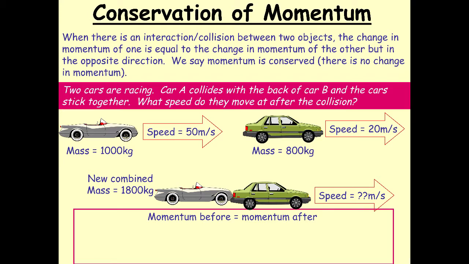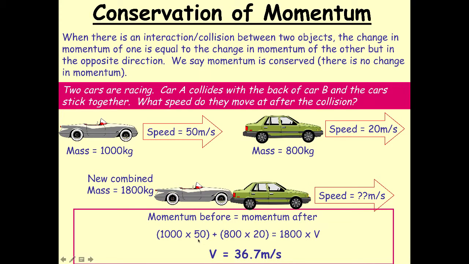Now let's look at the momentum before and momentum after. Momentum before is 1,000 times 50 plus 800 times 20. So 1,000 times 50 is this car here, plus 800 times 20, that car there. Now that's momentum before. Momentum afterwards is given by the overall mass, which is 1,800 kilograms, times the velocity, which we don't know. So all we've got to do is simply put that into our equation.